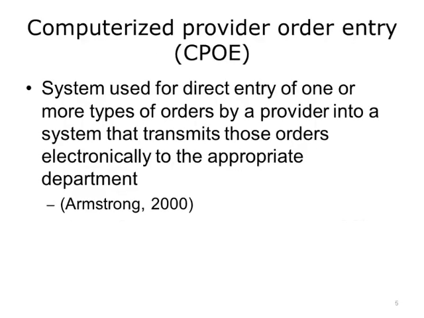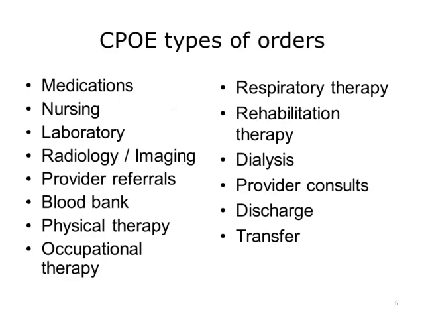Computerized Provider Order Entry, which is also referred to as CPOE, is another functionality within the electronic health record. The American Hospital Association definition of CPOE is a system used for direct entry of one or more types of orders by a provider into a system that transmits those orders electronically to the appropriate department. An example of the use of CPOE is ordering medications.